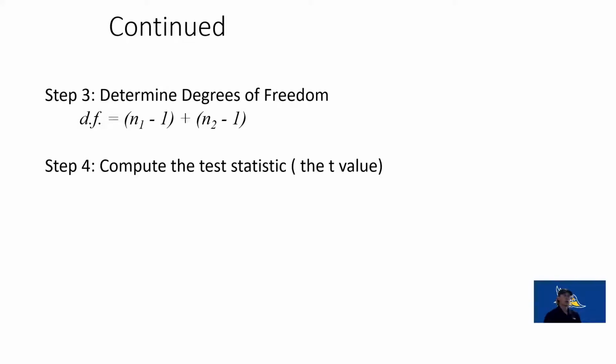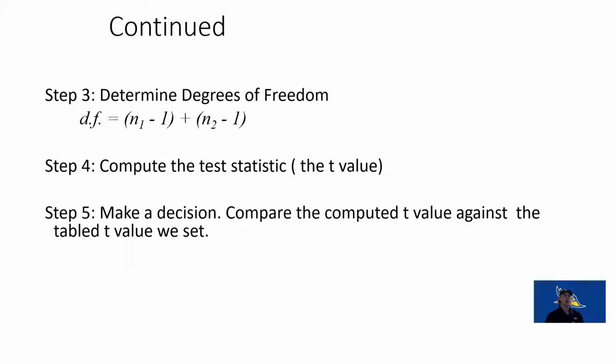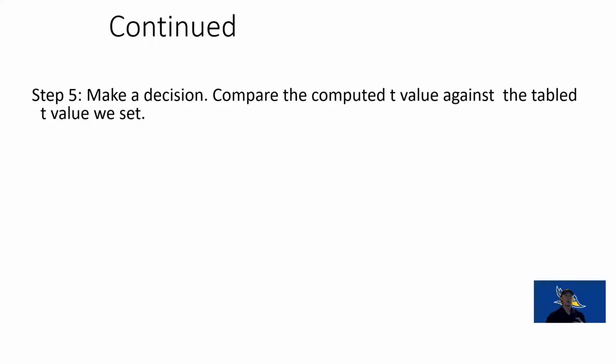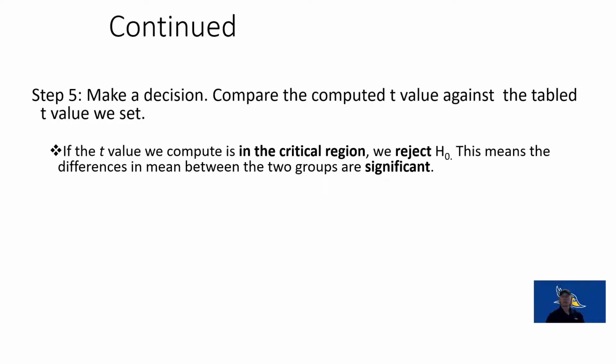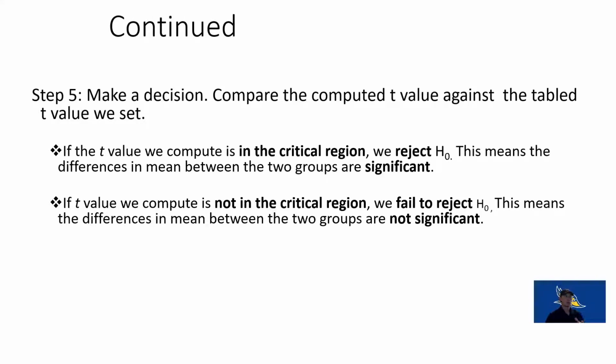Okay, then we compute the t statistic using our t equation. We'll go through that in a little bit. And then make a decision comparing the t value against the tabled t value. So we have to compare our calculated t against the tabled t like we talked about in the part 3 lecture. Okay, step 5, we need to compare those with that critical region.